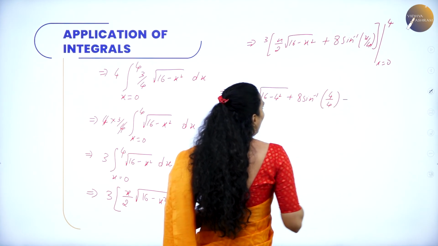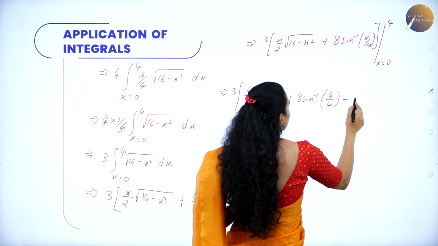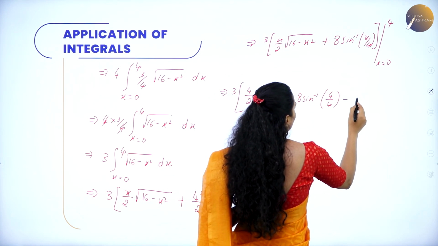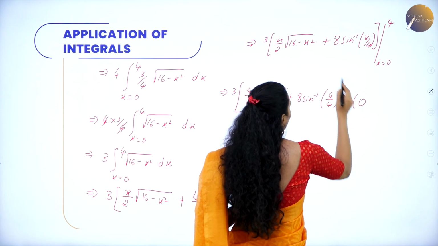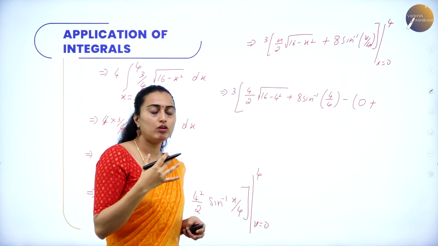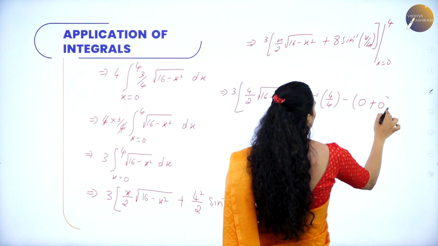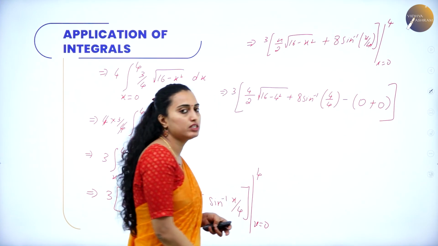Right, minus the lower limit. For the lower limit, wherever x is there, put 0. 0 into anything will be 0. Right. Now again, plus 8 into sine inverse of 0 by anything will be 0. Sine inverse of 0 is always 0. So this will become 0. So the lower limit in full will be 0.